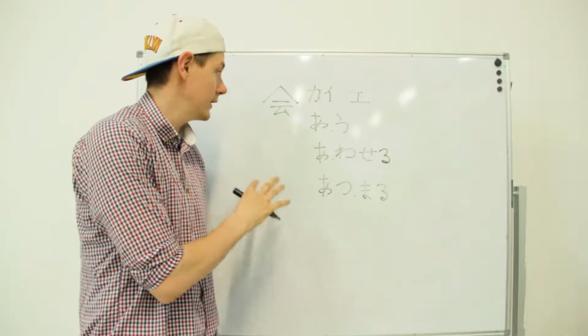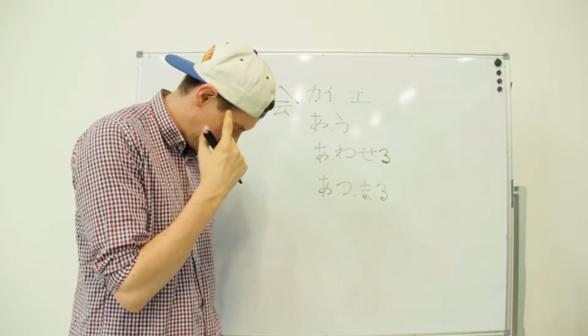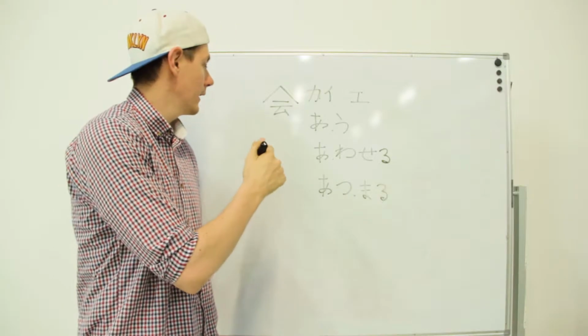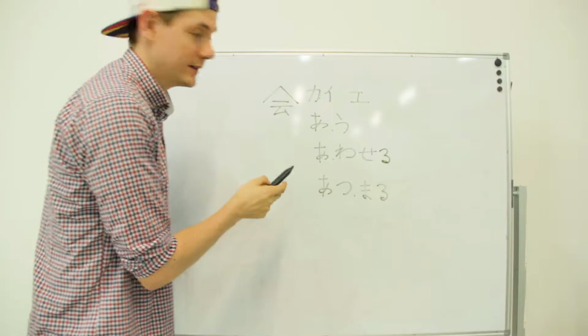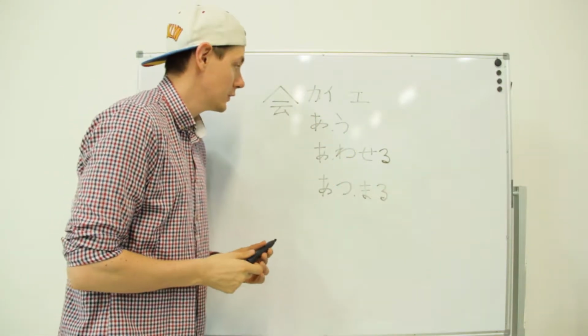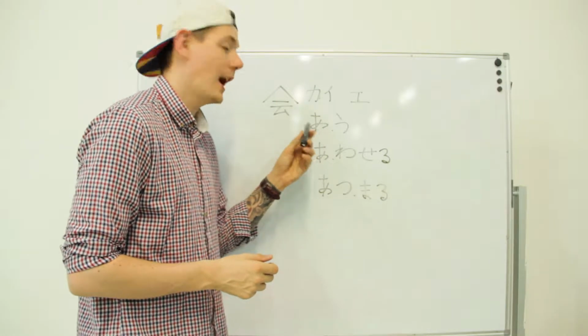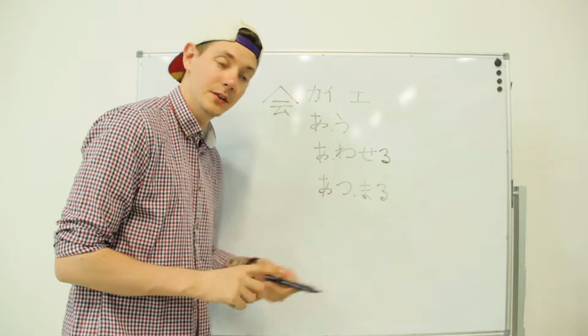Easy. So the next character we're going to look at is the character for meet or join or party or association. Let's start with the readings. The onyomi reading is kai and e, and the kunyomi reading is the a from au, the a from awaseru, and the atsu from atsumaru.